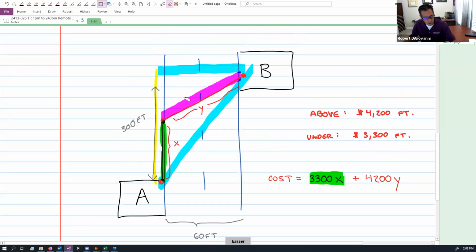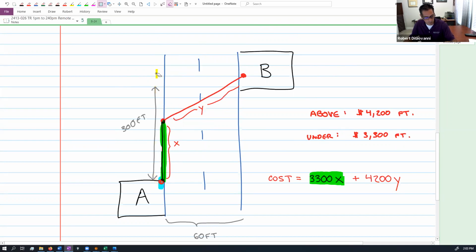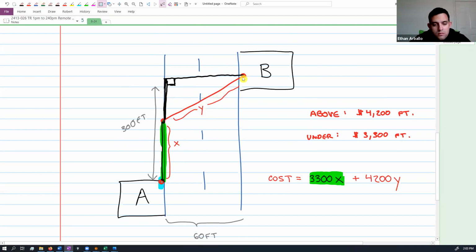I'm going to go back to the geometry of this problem. Let me erase some things to make it a little easier for you to see. We know that we have a right triangle right here. Do y'all see that right triangle? Why is this distance, from here to here? Does anybody know the distance from here to here? It's 60 feet. That's the width of the street, right? Okay, so that's 60.